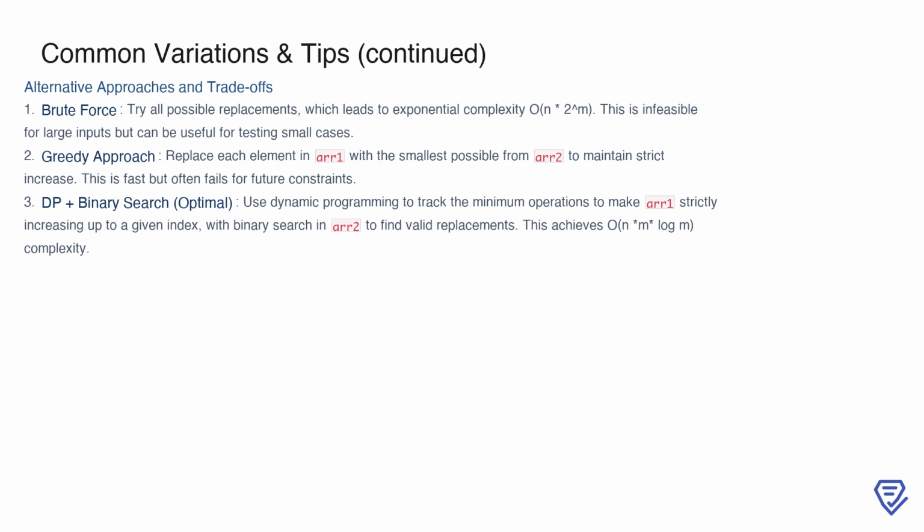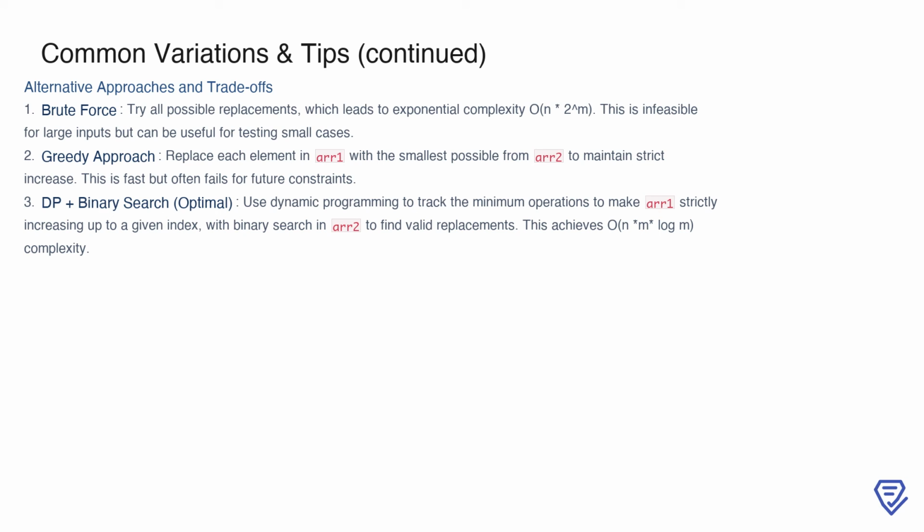Finally, let's consider some alternative approaches and their trade-offs. A brute force method would involve trying all possible replacements in ARR1, leading to an exponential time complexity of O(n*2 to the power of m). While this is infeasible for large inputs, it can be useful to validate your solution on small test cases. A greedy approach, where you replace each element in ARR1 with the smallest possible value from ARR2 to maintain a strictly increasing sequence, is faster but often fails because it doesn't account for future constraints.